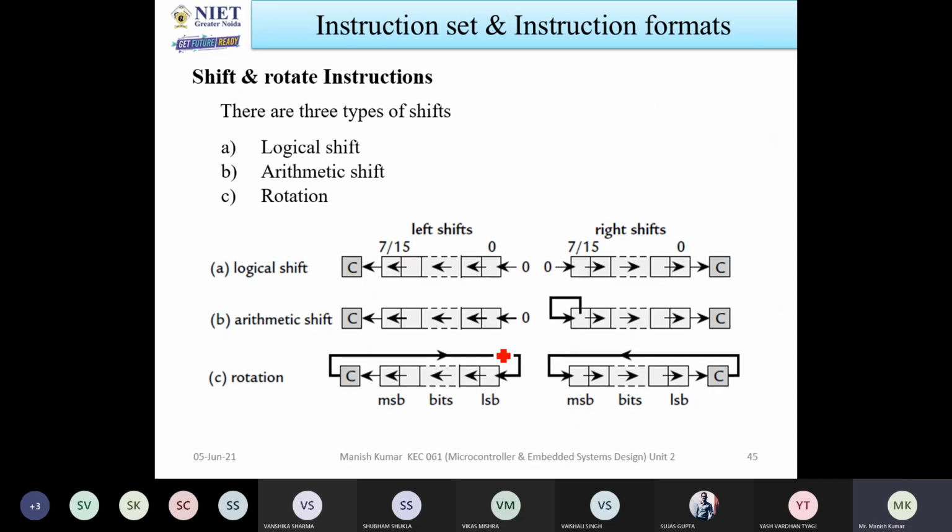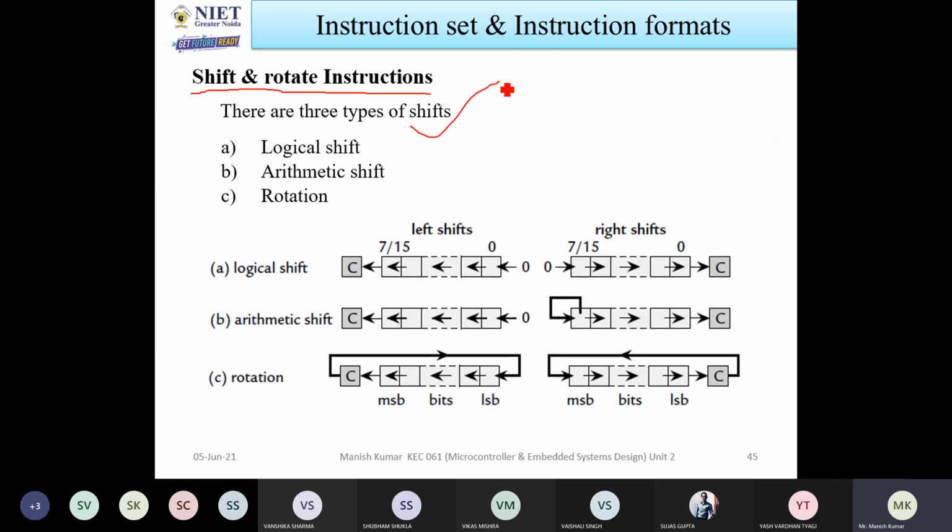Now after that, we will go to the shift and rotate instructions. So what is the meaning of shifting and what is the meaning of rotating? What is the difference between shifting and rotating? Shift means either you can shift right or you can shift left. But in case of rotating, you have to rotate within the cycle. With examples, I will tell you the difference between shift and rotate.